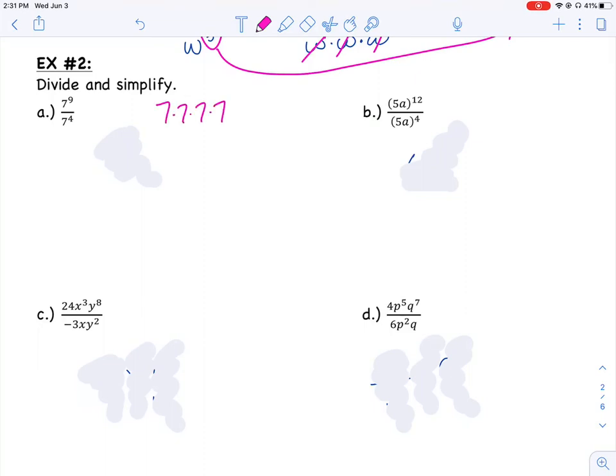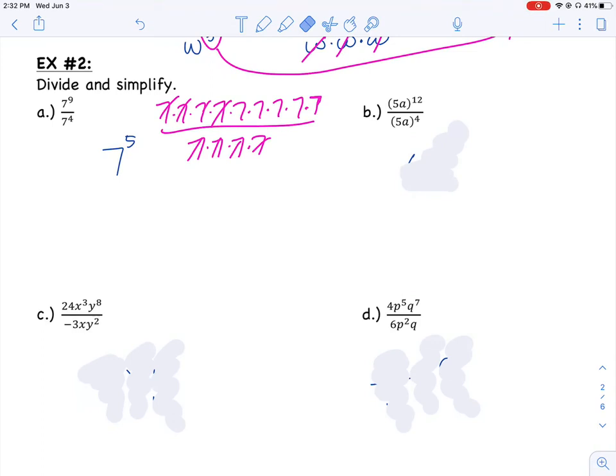1, 2, 3, 4, 5, 6, 7, 8, 9. And how many 7s do I have in my denominator? Well, I have 4 of those, right? And so we could reduce, reduce, reduce. And then how many 7s do I really have left? Did I reduce too many 7s at the top? There we go. How many 7s do I really have in my numerator? How many 7s do I have left? Well, I have 5 of them, right? And so my base stays the 7, and I have 5 of them remaining. And so it'd be 7 to the 5th power, not 1 to the 5th power. So be careful not to cross off your bases at the beginning.